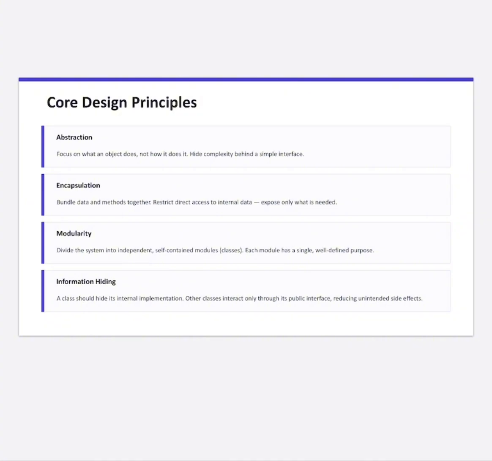Now there are four important design principles. Let's look at that. First one is abstraction. It focuses on what an object does and not how. Second one is encapsulation. Encapsulation bundles data and methods together and restricts direct access. Third one is modularity. It divides the system into smaller independent classes. Fourth one is information hiding. It hides internal details and exposes only necessary parts. These principles help in building clean and manageable systems.